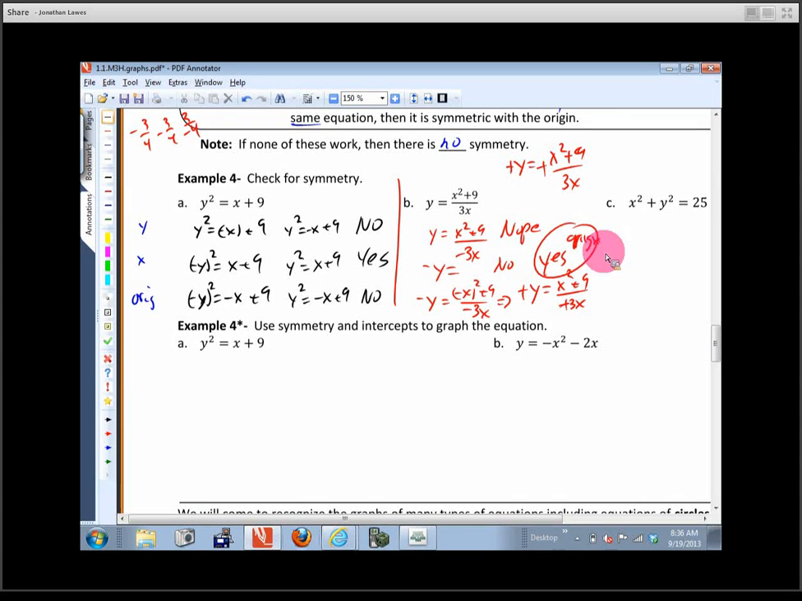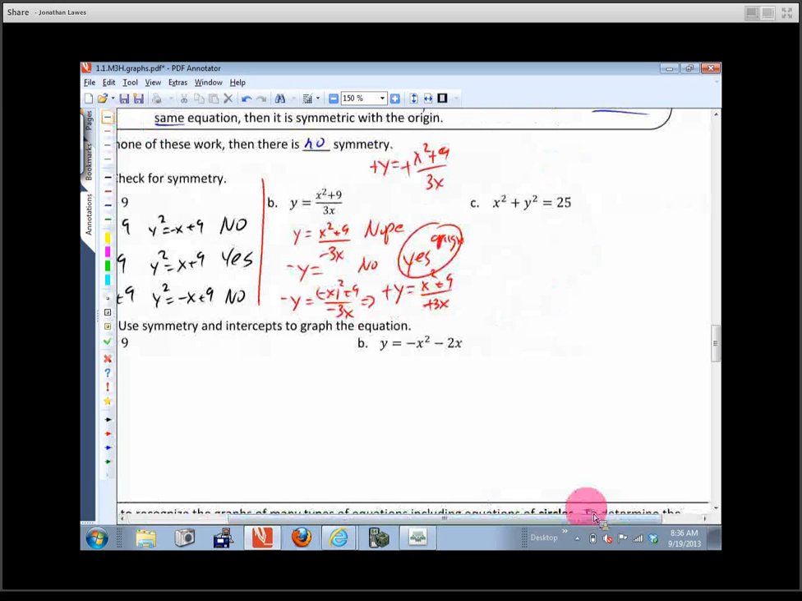Okay, it would be symmetric with the origin. Not with the x-axis, not with the y-axis, but with the origin. Okay, and then let's take a look at this guy right here.